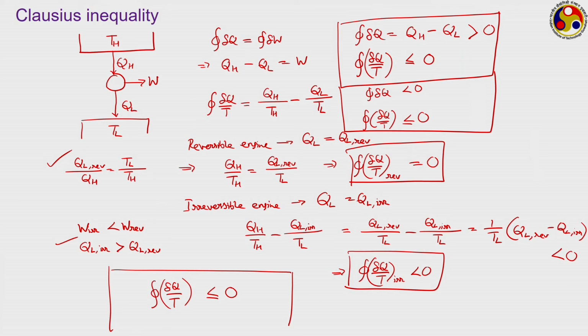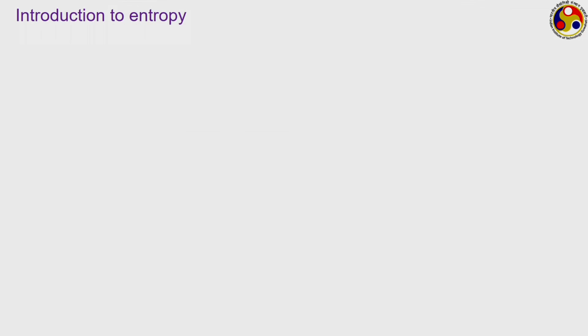This is called the Clausius inequality, which sets us up with the concept of entropy.